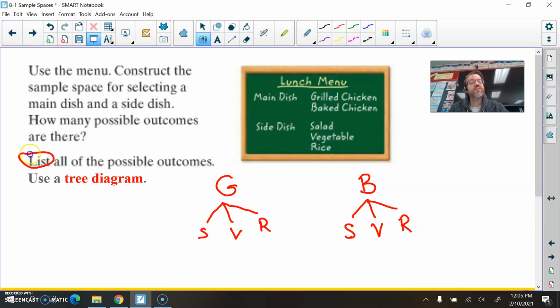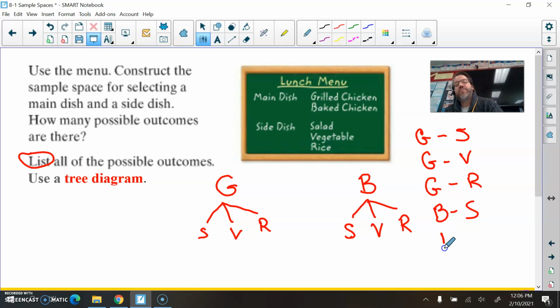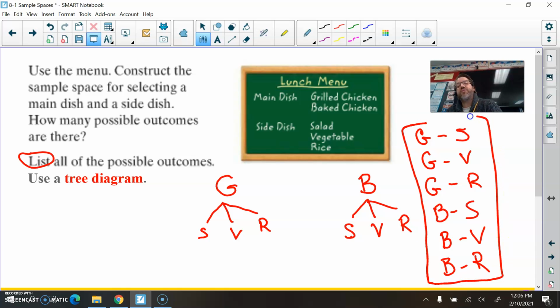If I want to list all of the possible outcomes, I could list it like this: grilled chicken with a salad, grilled chicken with a vegetable, grilled chicken with rice. And then we have baked chicken with a salad, baked chicken with a vegetable, and we have baked chicken with rice. Okay, and so this is all 6 of the possible outcomes for this situation.